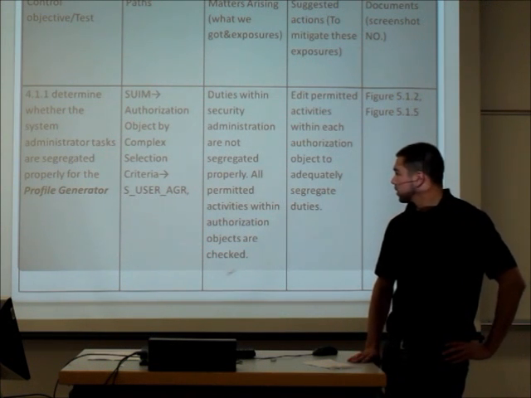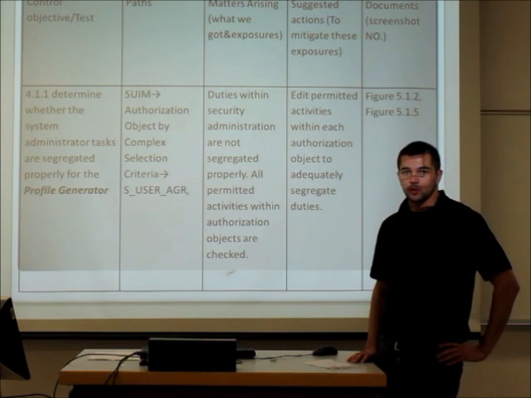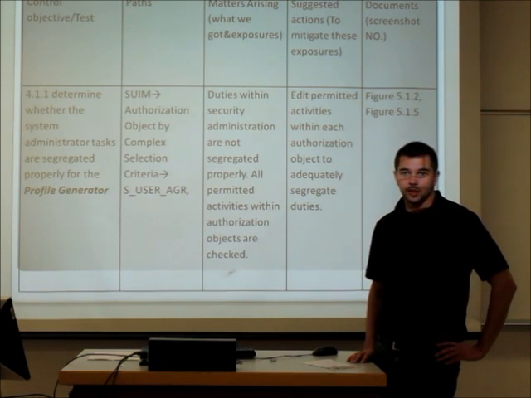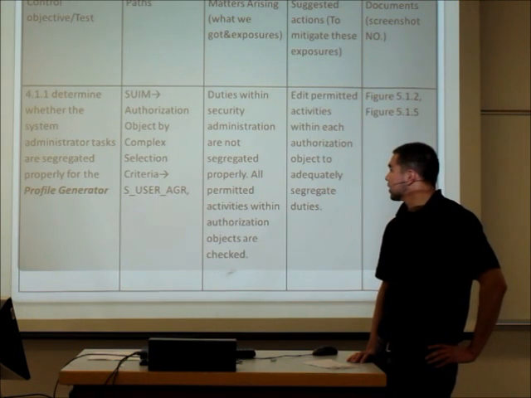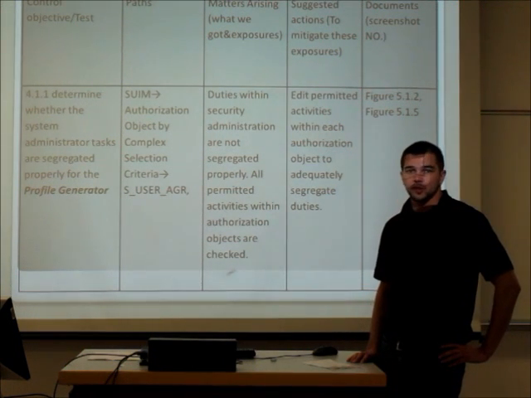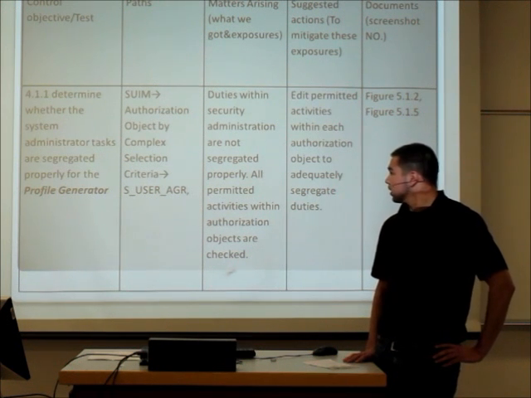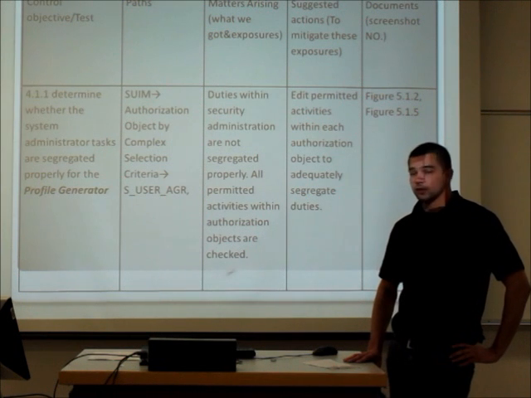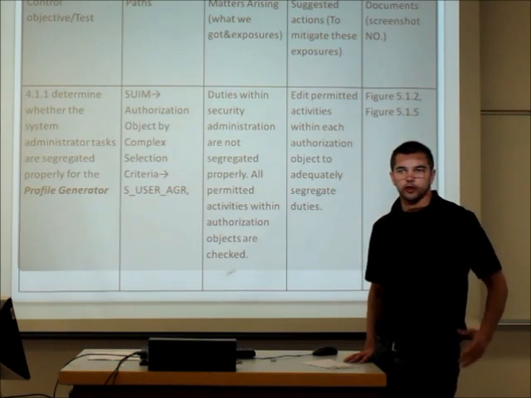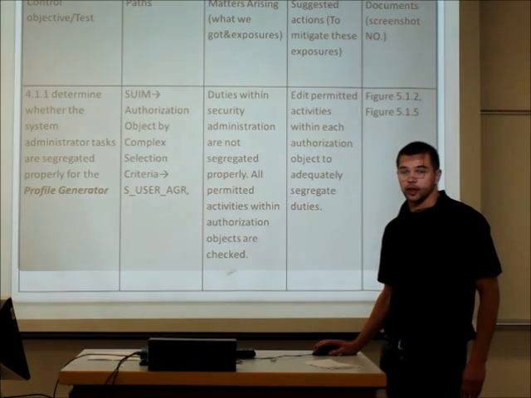This matrix here is a part of the audit program that we used for the particular system that we tested. It's a way of testing whether the duties are segregated properly for the profile generation, which is under the authorization object S_USER_AGR. And in the following screens, I'll show you how we test to see if these duties are segregated properly.